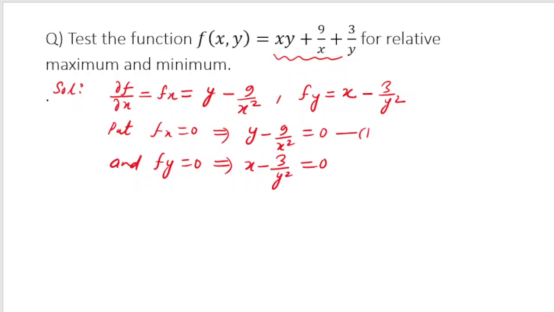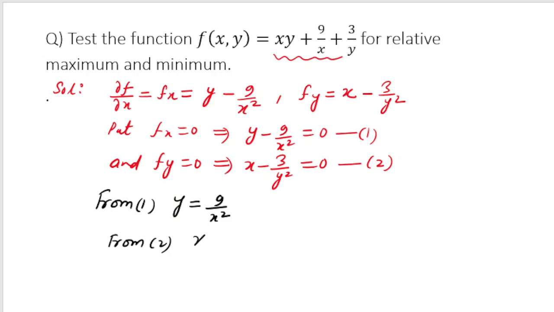Let me call this equation number 1, and let me call this equation number 2. Now these two equations I have to solve together. To solve it, we can find the value of one of the variables. There are two different ways, but let me do it like this. From 1 I get y is equal to 9 by x square, right? And from 2 I get x is equal to 3 by y square.